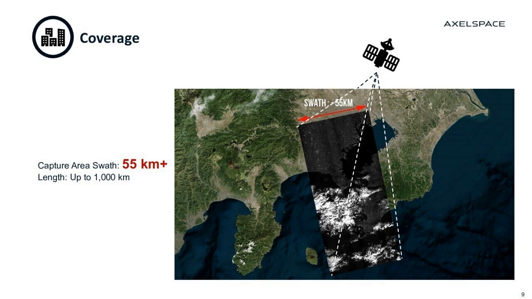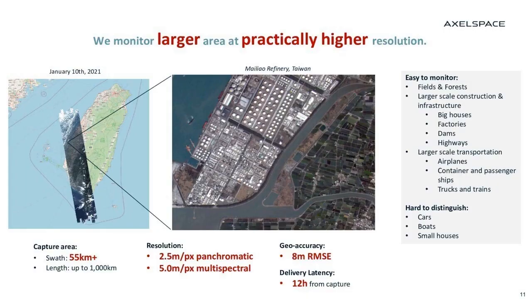Going to the next slide, where we talk more about our product specification. Currently our product comes with a native resolution of 2.5 meter panchromatic, and it comes with 5 meter multispectral imagery, with a geoaccuracy of 8 meter RMSE. If you see the left-hand side, that is Taiwan. With our capability on swath and longer captures, we are able to capture the whole Taiwan landmass in 2.5 captures. So that is something which is key when it comes to our capability.